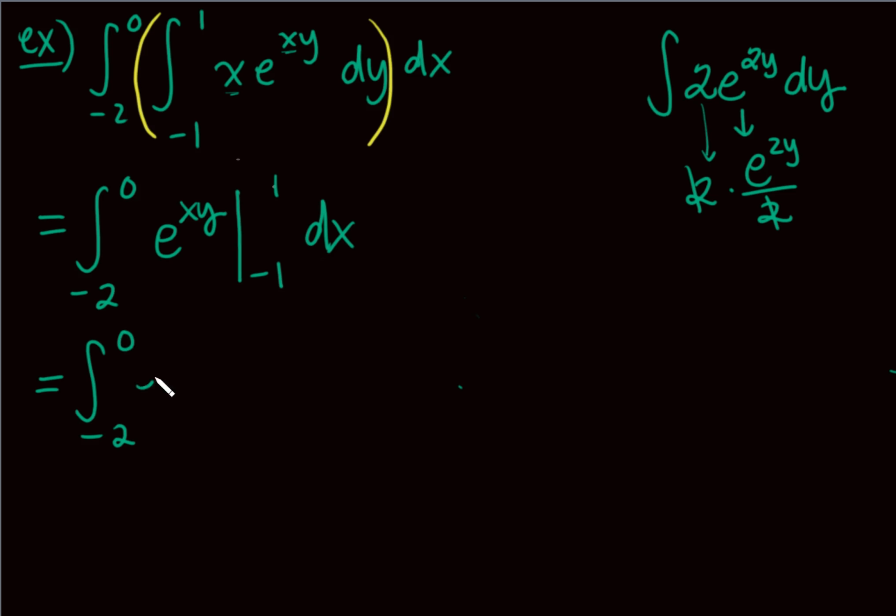Now I'm going to plug the 1 in to the y. So then minus e, plug the negative 1 in. I get a negative x dx. Now I'm going to take the antiderivative. We love e, right? It's so easy.